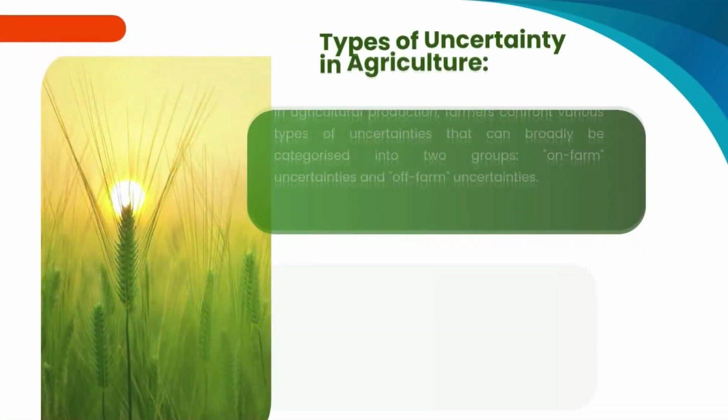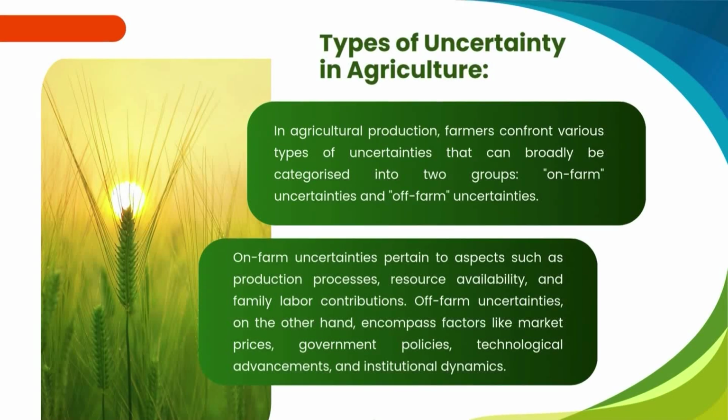Next, the types of uncertainty in agriculture. In agricultural production, farmers confront various types of uncertainty that can be broadly classified into two groups. Number 1, on-farm uncertainty, and number 2, off-farm uncertainty. On-farm uncertainty pertains to aspects such as production processes, resource availability, and family labor contribution. Off-farm uncertainty, on the other hand, encompasses factors like market price, government policies, technological advancement, and institutional dynamics.